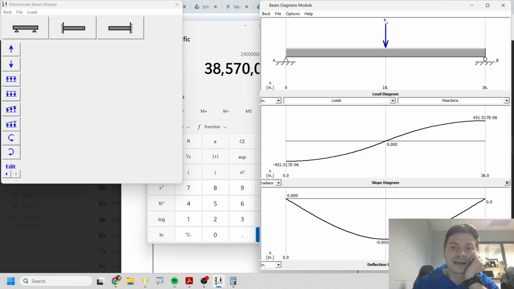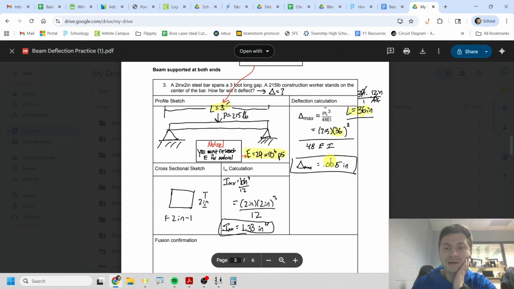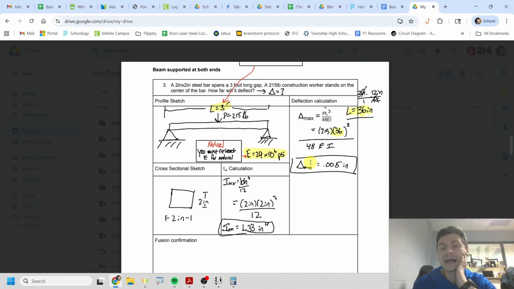And now we have a slope diagram and a deflection diagram. And what's neat here is we've got to learn to read this. But if we look here at the center, this is the maximum deflection. That's what this shows, which makes sense because that's where the construction worker is standing. And if I look at this, I get a negative number. Makes sense because it's deflecting down due to the downward force, 0.00541. And if we go all the way back to our problem here, that is what we got the first time when we did the math.